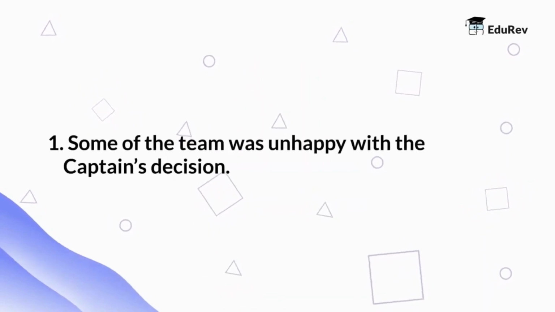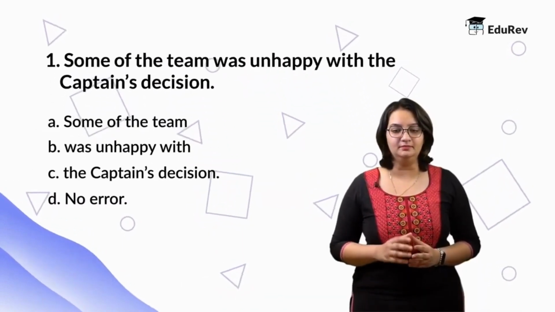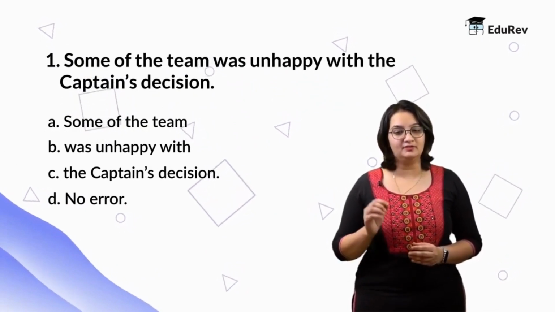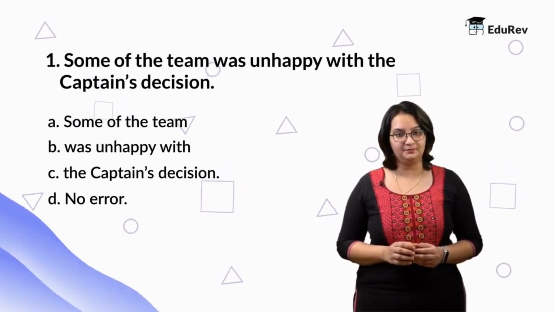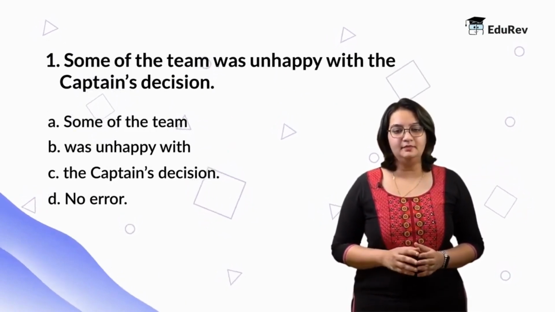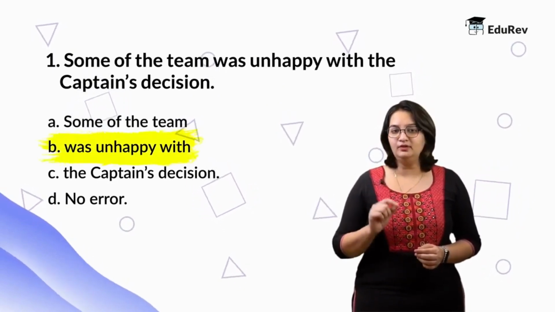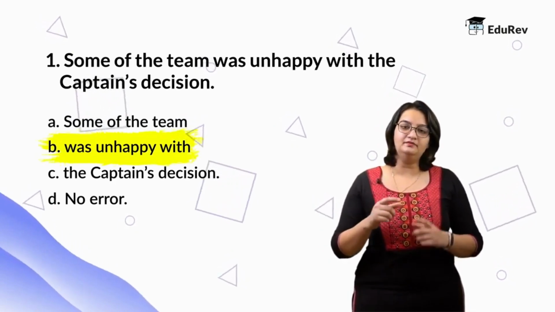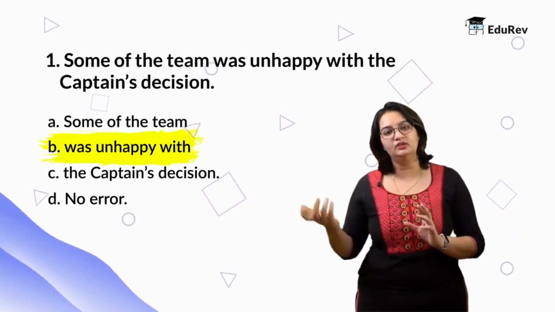Some of the team was unhappy with the captain's decision. Option A, some of the team. Option B, was unhappy with. Option C, the captain's decision. And option D, no error. In this statement, the part that is incorrect is part B. Why? Because team is a collective noun, we take it as singular. However, when we acknowledge the individuals in a team, it is treated as a plural noun.